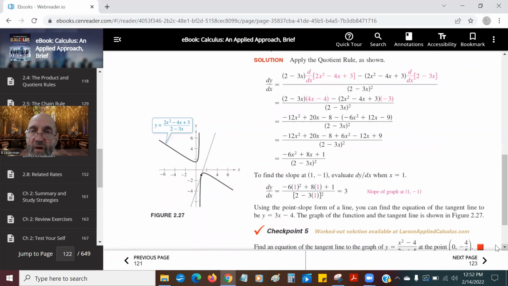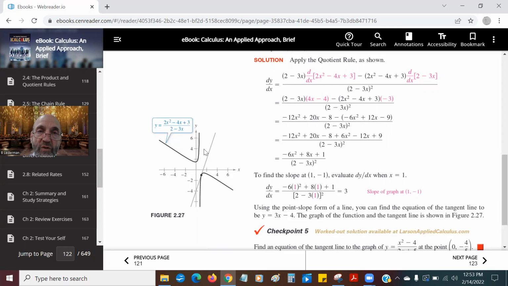Now, we want to find the slope at the point, and this is the derivative now. So we want to find the slope at the point 1 comma negative 1. So basically, I just have to stick x equals 1 into this, and that's going to give me what I'm looking for. So I stick in x equals 1, I get 3, which means the slope is 3. I want a line whose slope is 3 and goes through the point 1 comma negative 1. So I just use the point slope formula, and then I simplify it. I wind up getting y is equal to 3x minus 4.